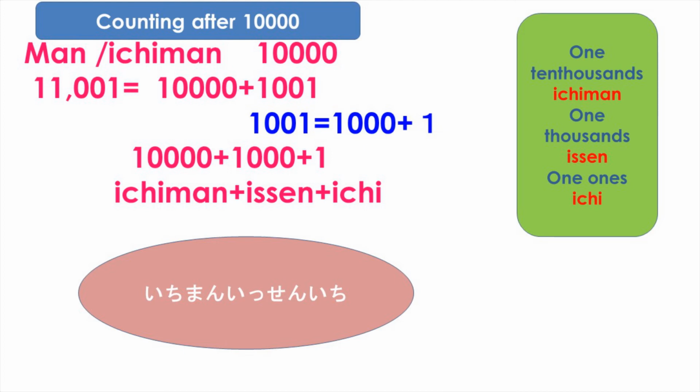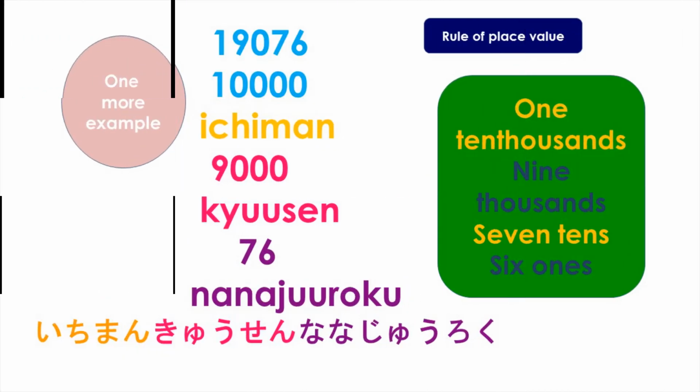Now I have taken another example, 19,076. So we have 6 ones, 7 tens, 9 thousands and 1 at the 10,000 place. So the number will be Ichiman, Kyusen, Nana, Juroku. And I have split also these numbers to 10,000, then 9,000, then 76. So that way also the number will be same. Ichiman, Kyusen, Nana, Juroku. Ichiman for 10,000, Kyusen 9,000, 76 Nana, Juroku.